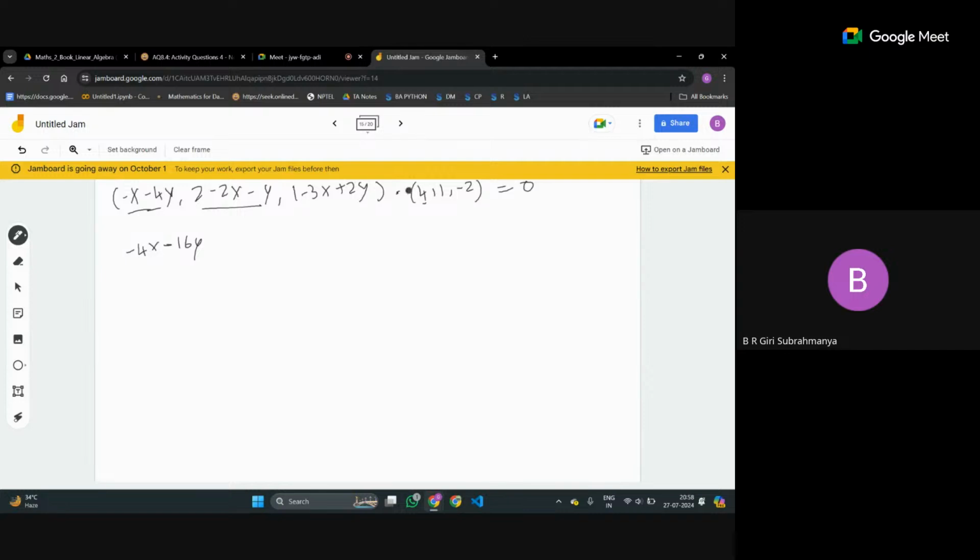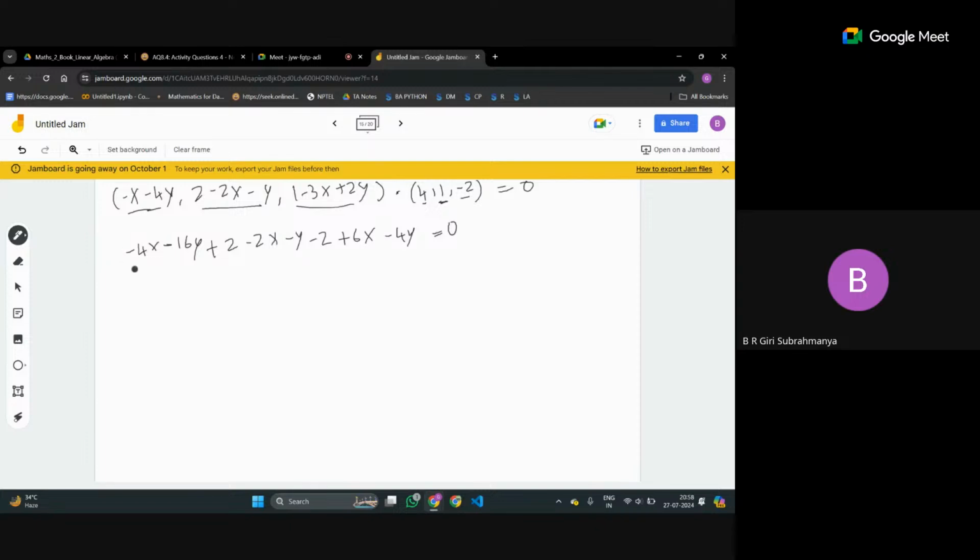Next, the dot product of this with 1 is going to be 2 minus 2x minus y. Plus the dot product of this with minus 2: this is 1 minus 2, so it's going to be minus 2. So this is minus 2, minus 3x minus 2 is going to be plus 6x, 2y minus 2 is going to be minus 4y.